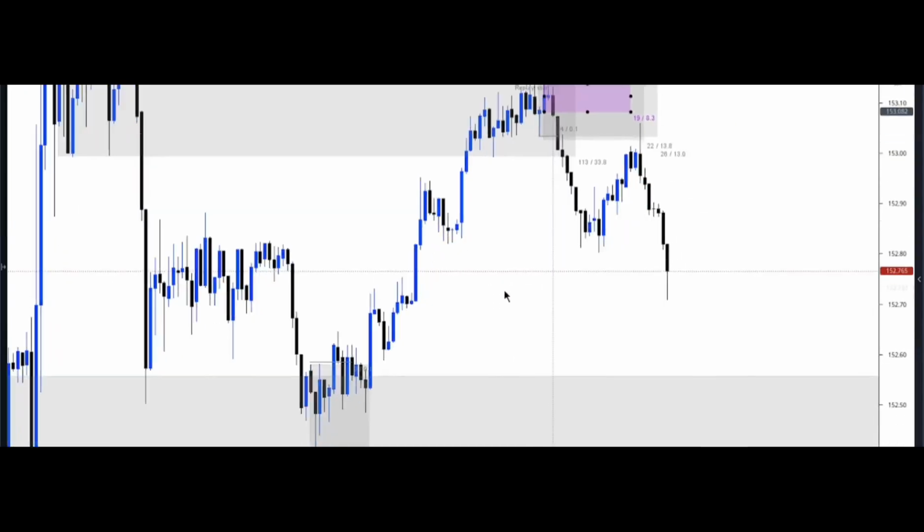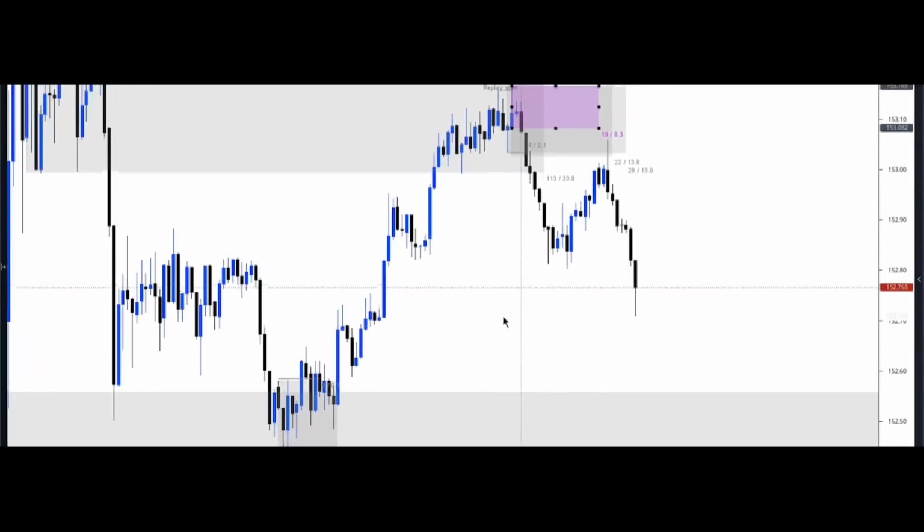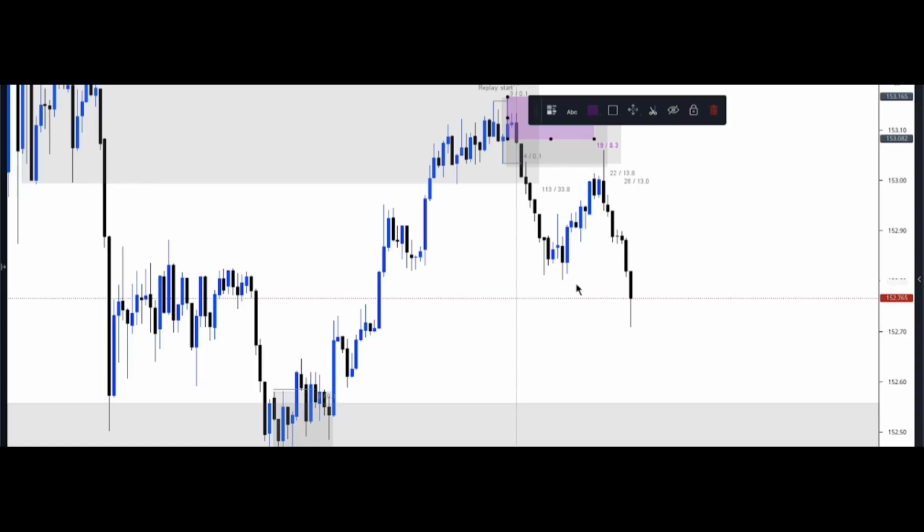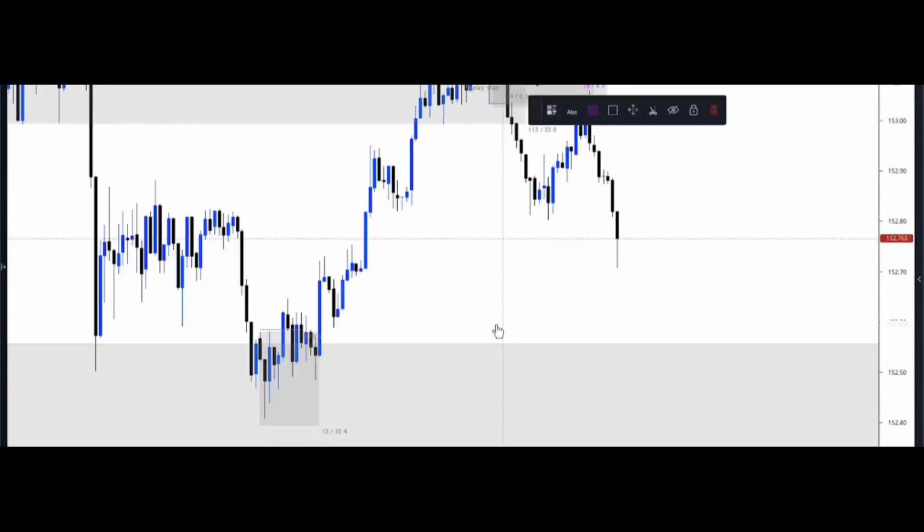Where do we target? Now, the first point we target will be here. Once price takes out this low with a candle closure, just like this, move your stop loss to break even, to be in a risk-free trade. It's better to be in a risk-free trade. And then your ultimate target will be here.